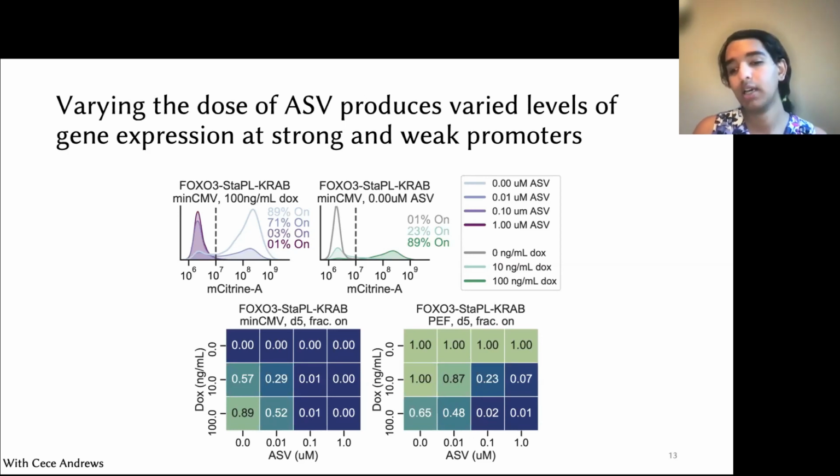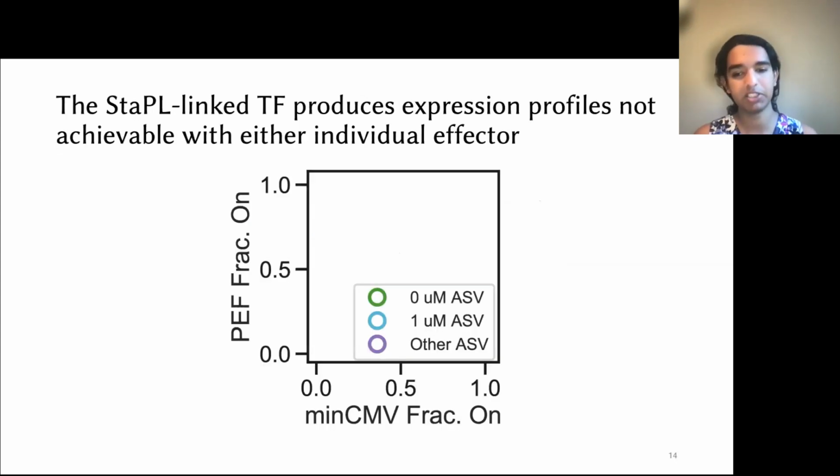And so the way we tried to figure out whether this is giving us something that we wouldn't get from an individual effector domain alone was to look at a plane that's shaped like this. Each dot on this plane is going to be a particular time point of recruitment: recruitment for 2 days, recruitment for 3 days, recruitment for 4 days. And the x-axis is going to be the fraction on from the min-CMV promoter. So how much activation do we see? And the y-axis is the fraction on from the PEF promoter, which is a proxy for how much repression we see.